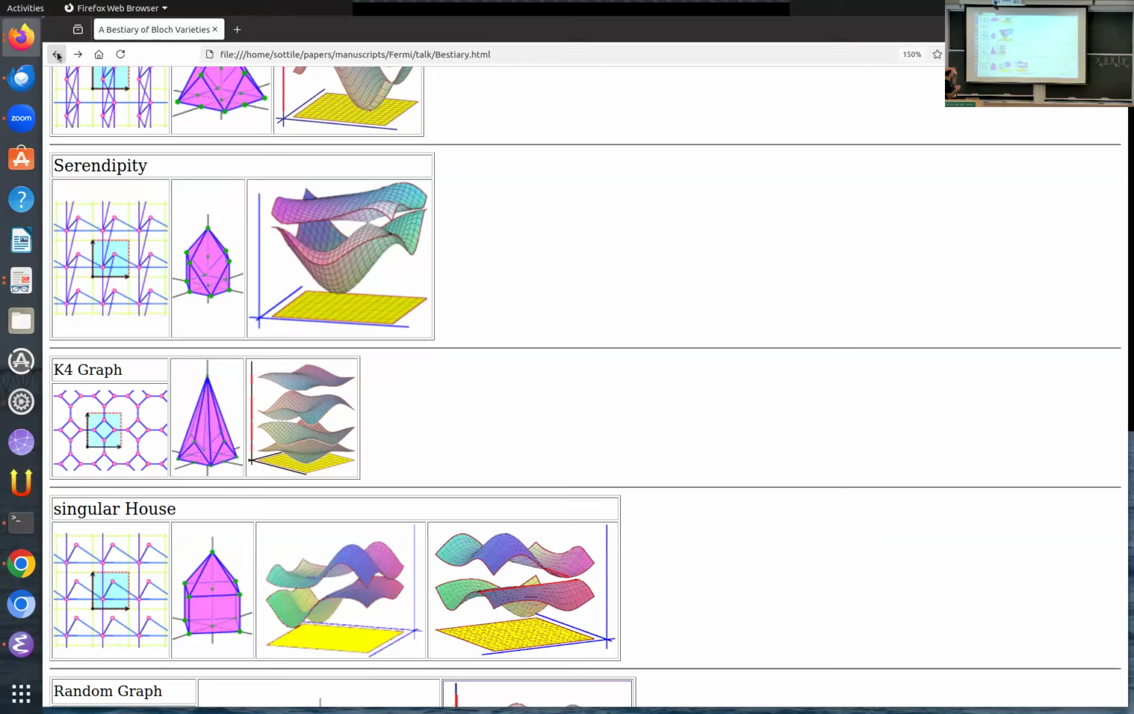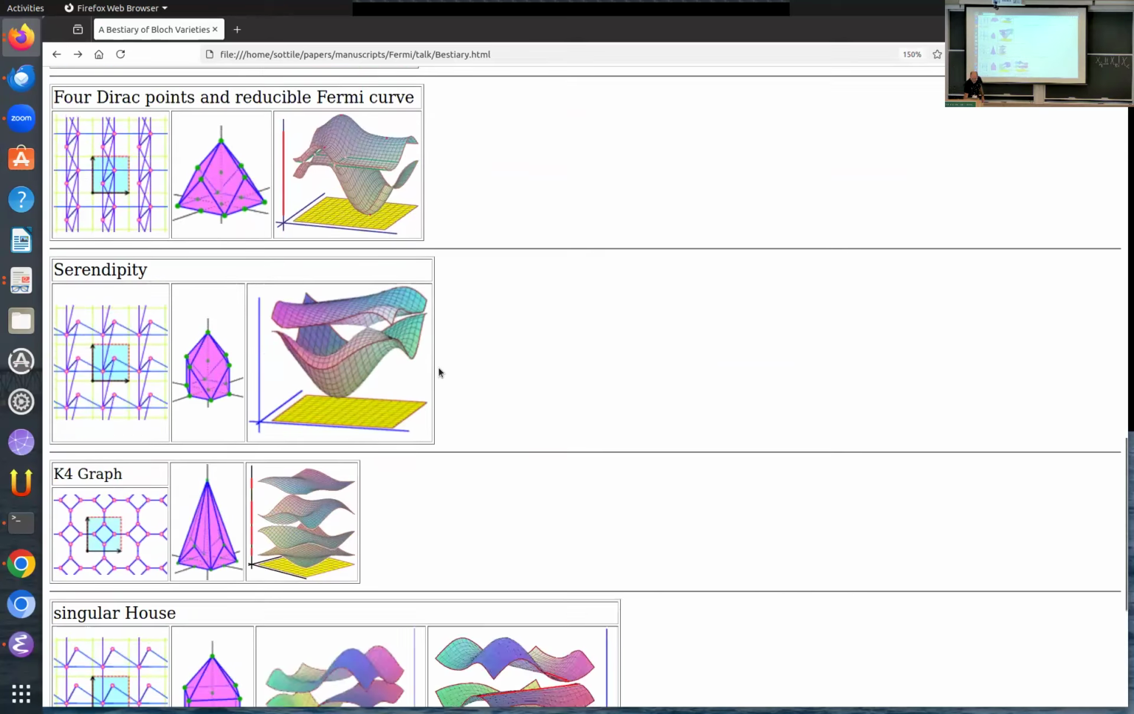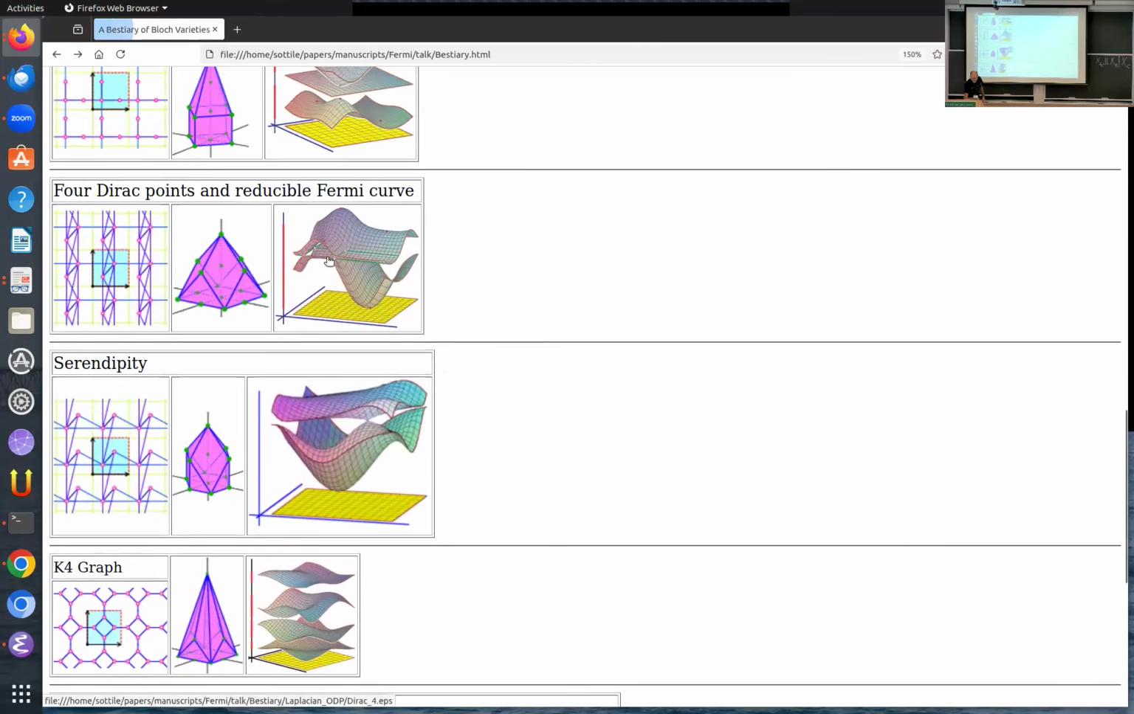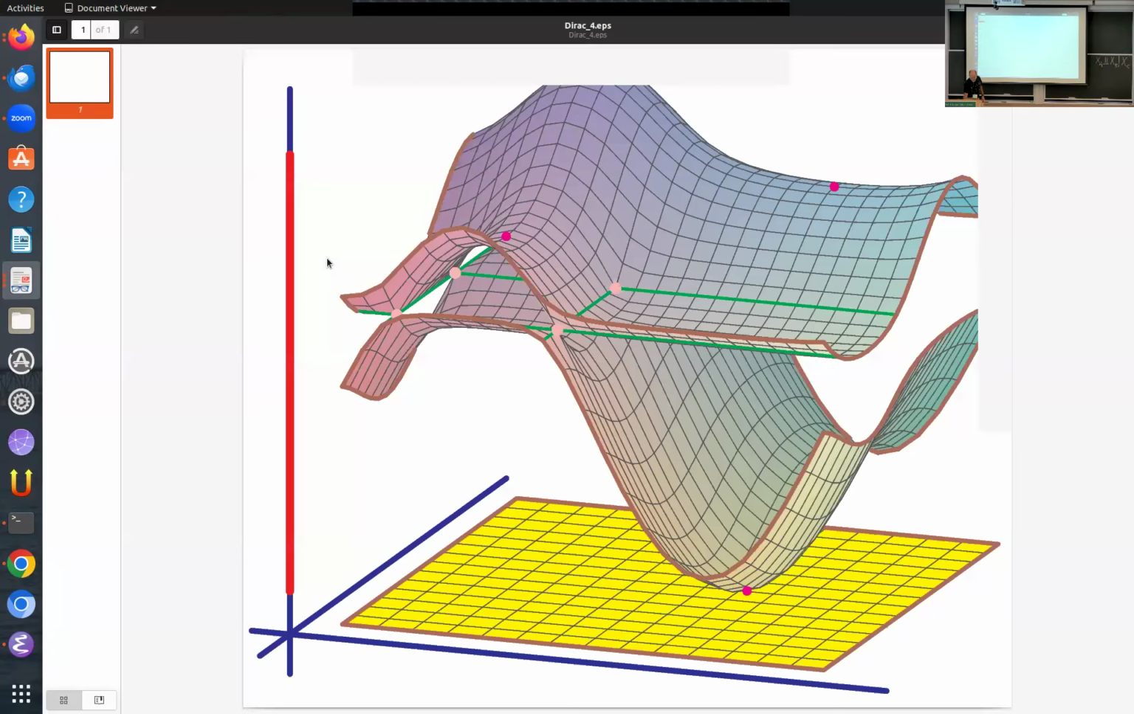But here's the K4 graph. So this is a cover of the complete graph on 4 elements. Here's another. Actually, maybe we should look at this one. Yeah. So here's a better rendering of that one. It's a PostScript file. You can see the features I was talking about.